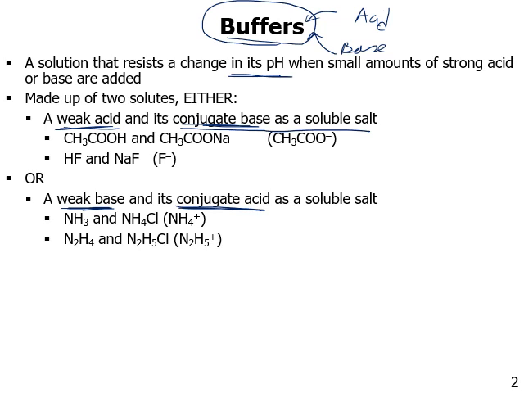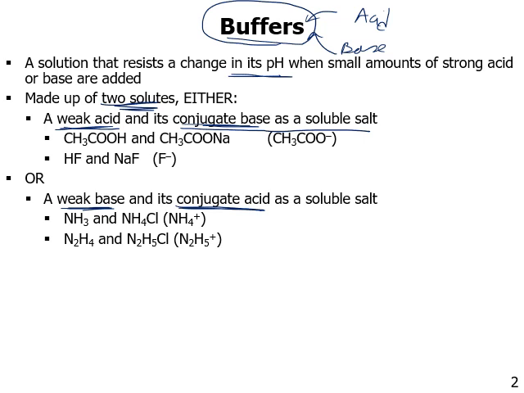So it is always very important to remember that a buffer always has two components. It has two solutes in it. One of them is a weak acid or a weak base. It's never made out of strong acid or strong base. It is always weak. And then there is a salt containing that weak acid or weak base.